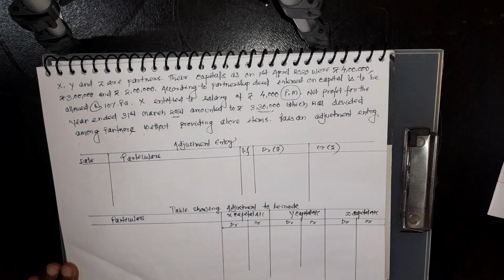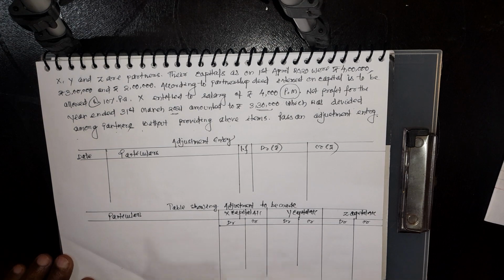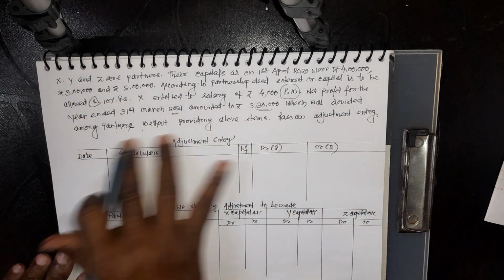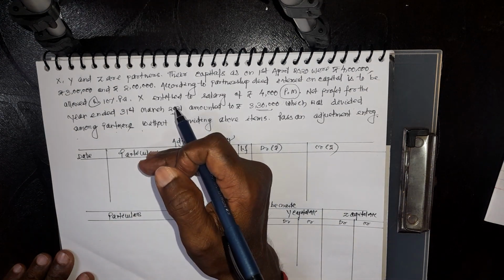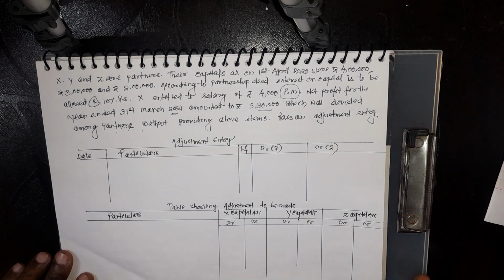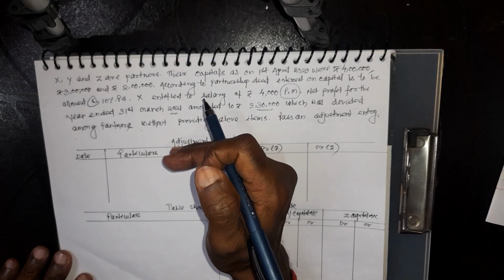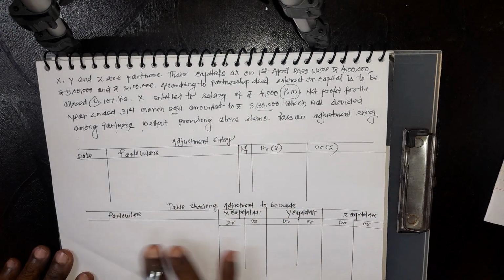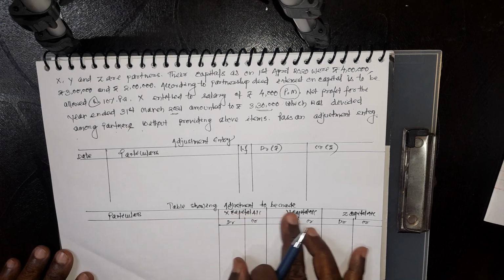Pass an adjustment entry. This is the content of the question, and this is the format of the journal entry. At last we have to pass the journal entry. But before passing the journal entry, we have to make an analysis table. So I wrote it here: table showing the adjustment to be made.